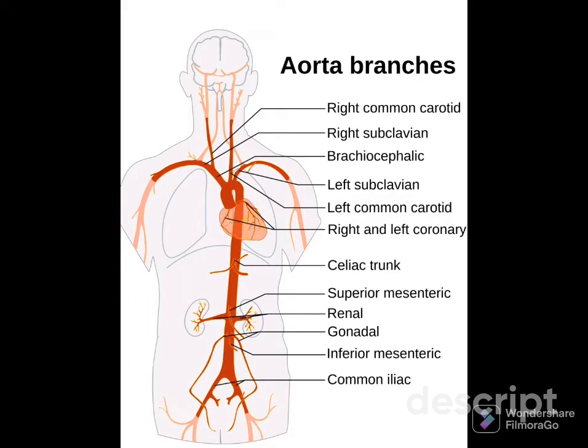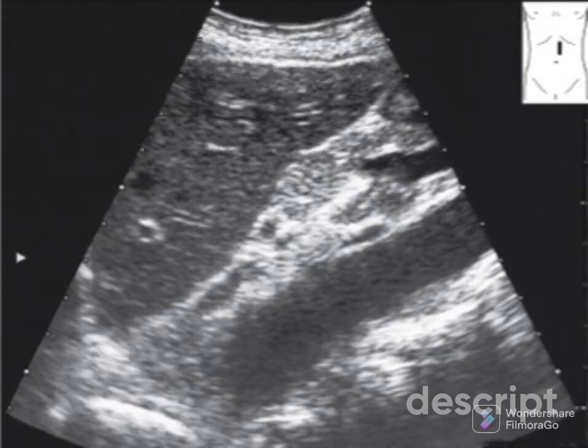From there, we have the renal, gonadal, inferior mesenteric, and common iliac arteries, which is the bifurcation of the aorta itself. Now, we're not really going to see the gonadal artery or the inferior mesenteric artery, but it's still good to know where they are in case we do need to look for them or happen to see a vessel in that area. Okay, so now that we've gone over the branches, we're going to get into the protocol images.